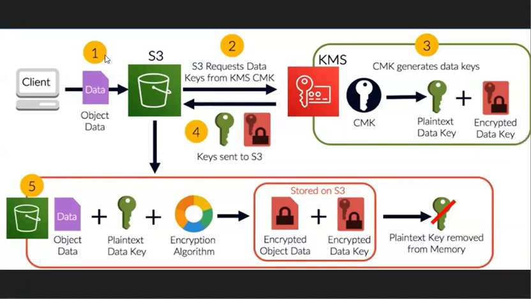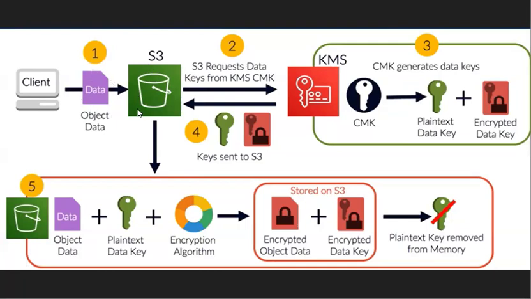Now, whenever you upload your object, S3 will first request KMS, then KMS will generate data keys by using the CMK, the customer master key. What data keys are generated? Plain text data key and encrypted data key. Now KMS will send the plain text data key and encrypted data key back to S3.